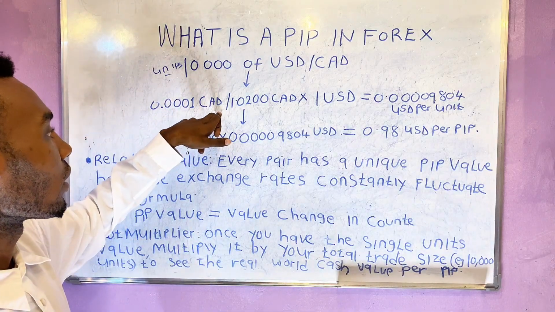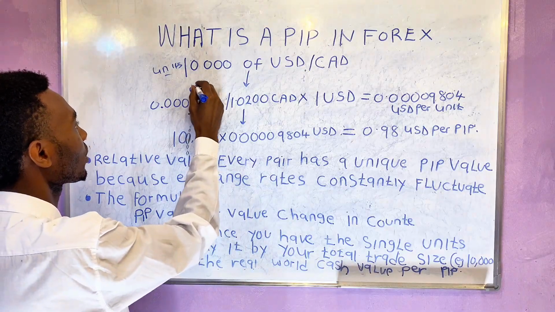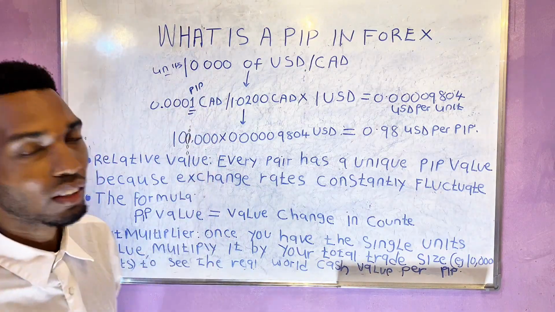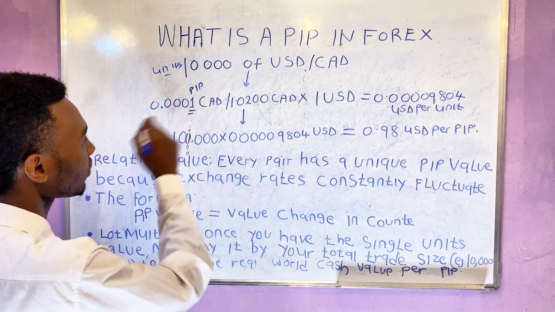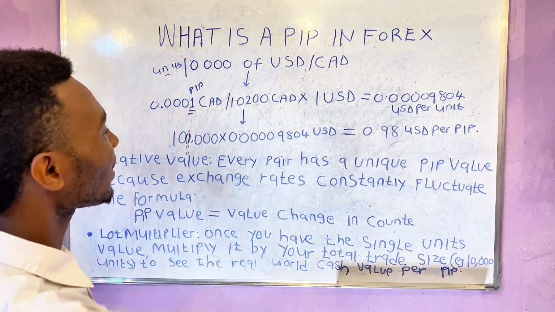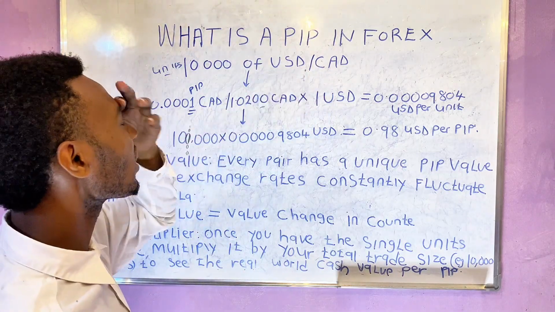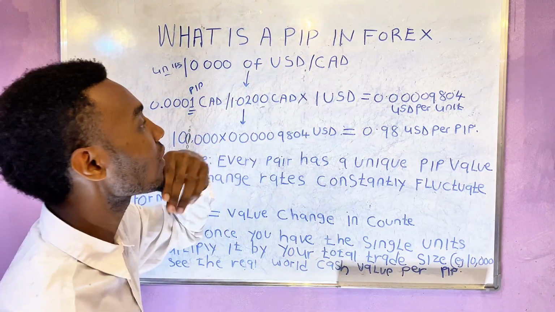0.0001 Canadian dollar, that is the PIP. This one is the PIP value, the change value of this Canadian dollar, and this is the exchange rate of the Canadian dollar. That is the USA and the Canadian dollar.